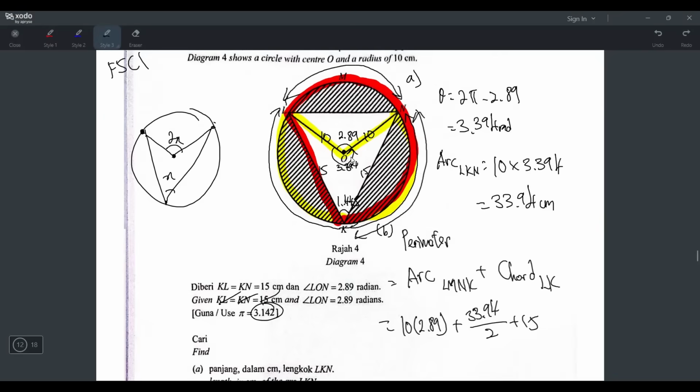Of course, you can do it slowly. You can cut, take this one divided by 2, and then do the r theta formula again. But I'm not going to do that because I know it would be the same answer, and this method is way faster. So let me explain one more time. The 10 times 2.89 is to find the arc here to here, and then 33.94 divided by 2, because 33.94 is from here to here, but you cut it in half. So you get here, and then plus 15 to get the perimeter.